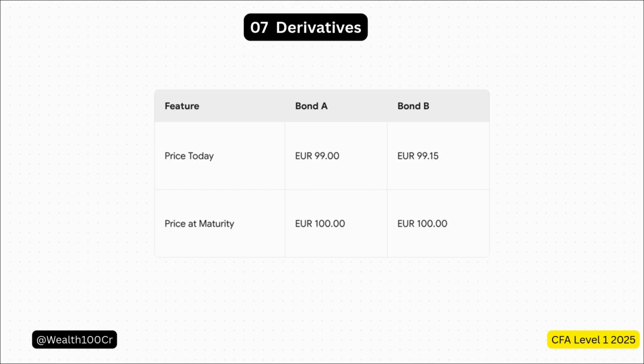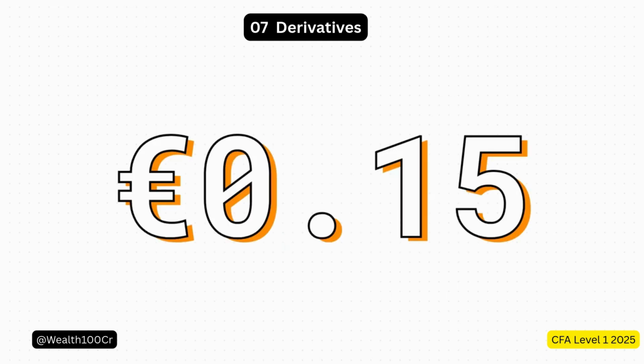Look at this table. Don't worry about the word bond too much. Just think of them as two identical promises. Both Bond A and Bond B promise to pay you 100 euros in the future. They are identical. But look, today their prices are different. It's just like Ram and Shyam's tomatoes. So just like with the tomatoes, a smart investor could buy the cheaper one, Bond A, and sell the more expensive one, Bond B, and they would make a guaranteed risk-free profit of 15 cents.